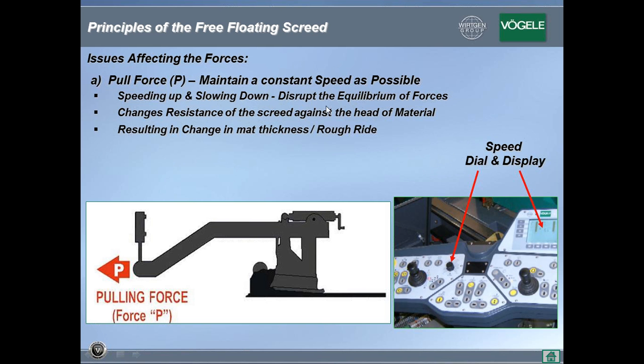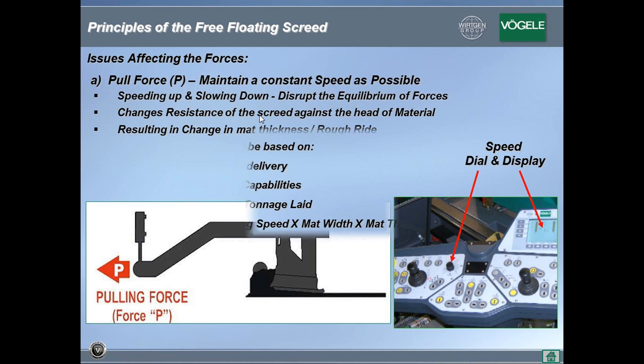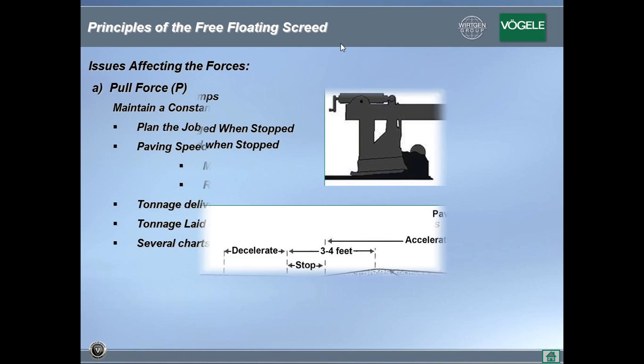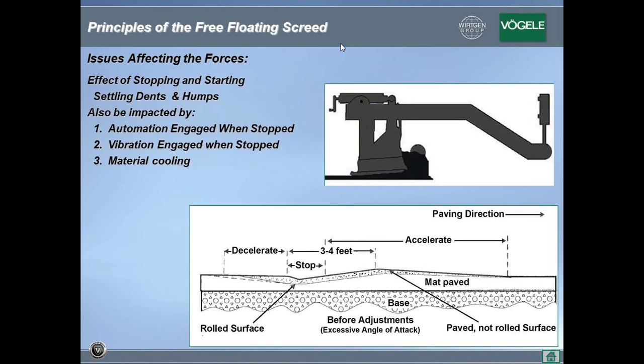So of course speeding up and slowing down disrupt the forces of equilibrium. In equilibrium, changes in resistance of the screed against the head of material result in a change in mat thickness. So the objective is to set your speed and hold your speed. So you should know your job, plan the job, know how much material you can deliver to the job site, what your rolling capabilities are, and of course tonnage delivered should be equal to tonnage laid. That way you're constantly moving. There are several charts out there that you could use to assist in determining your paving speed.